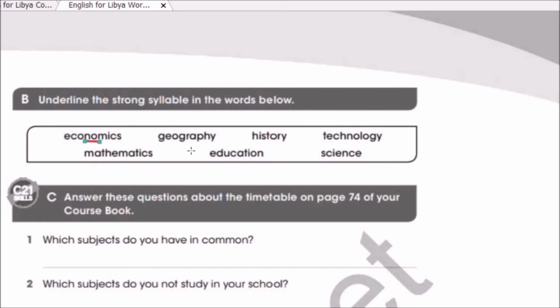Word number 2. Geography. What do you think it is? Very good. At the beginning. Geography. Very good. Now the next one is history. History. So it's in the very beginning.